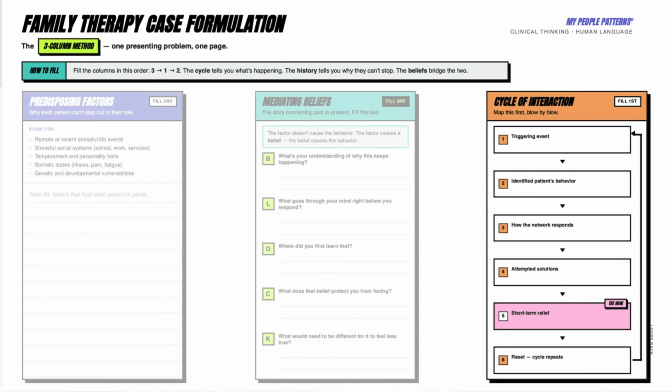When it's completed, you read the map from left to right, but you actually start filling it in with the column on the right, the behavioral loop. This column on the right here is the only one you can see with your own eyes in the room. It's where you spend most, if not all, of a session gathering the information. And I've actually had to spend 2 or 3 sessions occasionally on this part. So don't pressure yourself to get it all down in the first session.